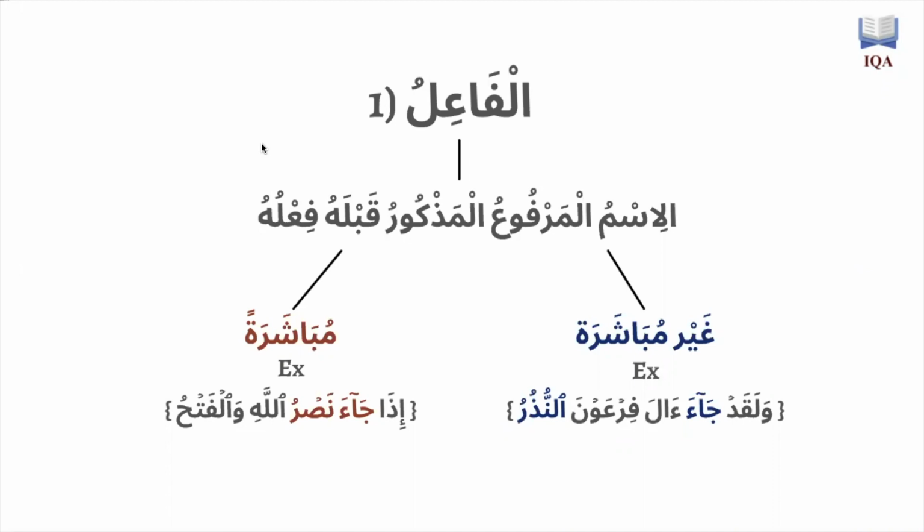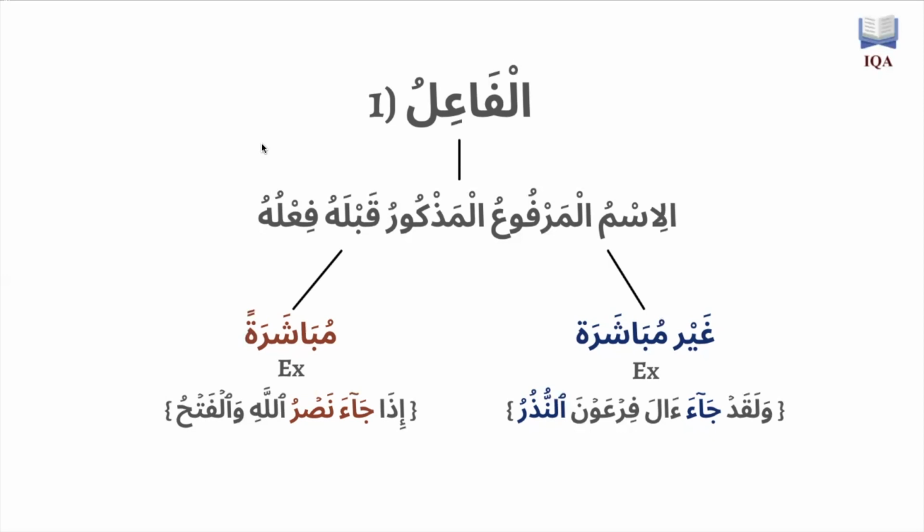So when you have a verbal sentence, you have a verb, of course. Ja'a, he came. Dhahaba, he went, for example. And every time you have a verb, there's somebody or there's something that is doing that verb. There's somebody who's actually enacting that action that the verb is indicating.